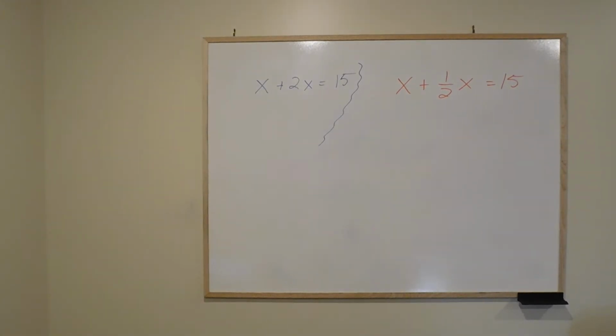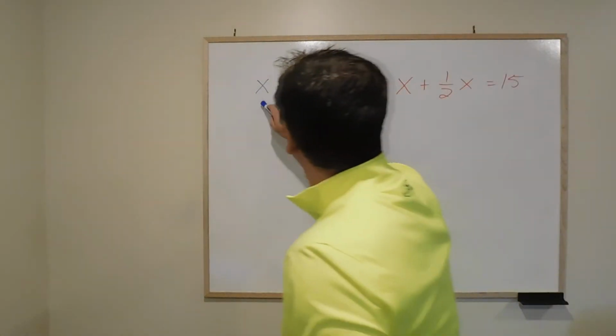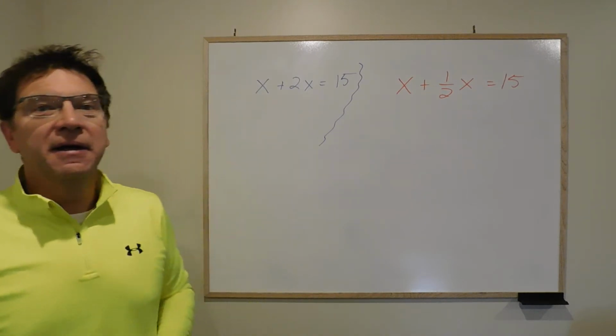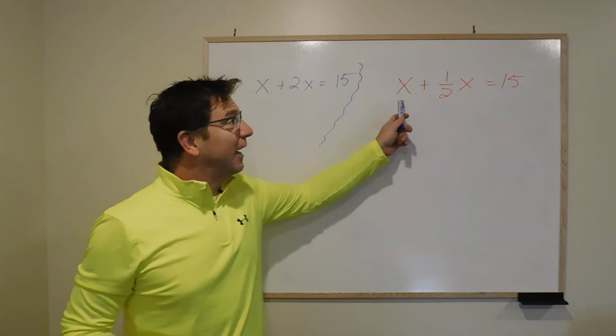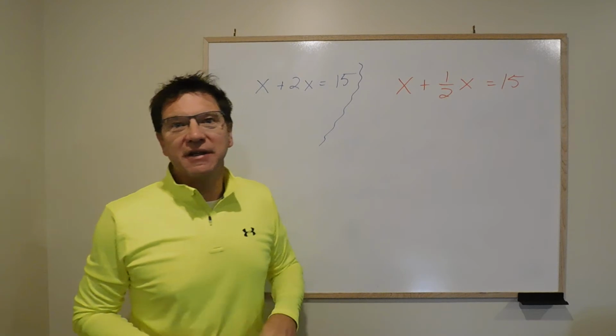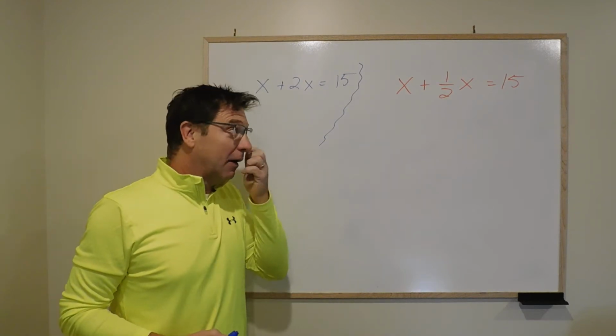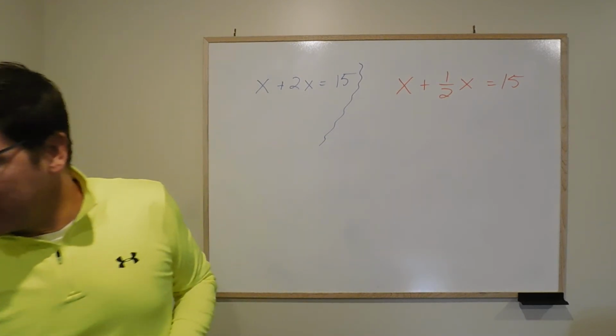All right, when you look at the slide, I used x + 2x = 15. There is another way to do it. You could use x + 1/2 x = 15, and that's actually more how it's written, right? It's written, and I'll read it.